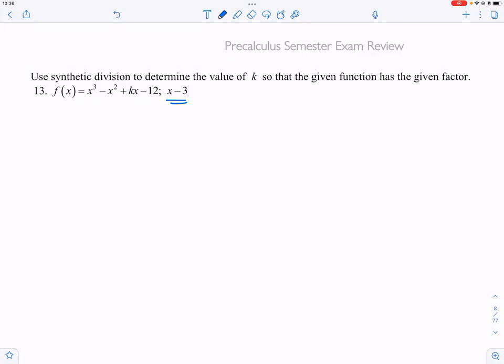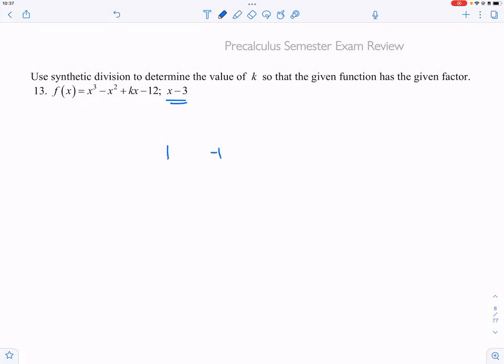Factor is something that could be divided by, and it gives you 0 for the remainder, or in other words, it is divisible. Now, I think the 0 remainder would be a more relevant explanation right here. So what we're saying here is that if you divide it by x minus 3, you have a 0 remainder. So synthetic division would be a good way to do because it's a lot easier.